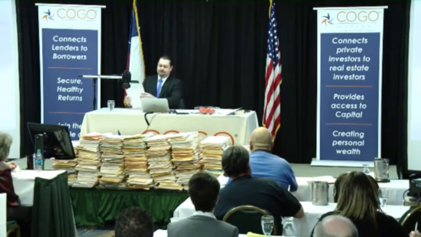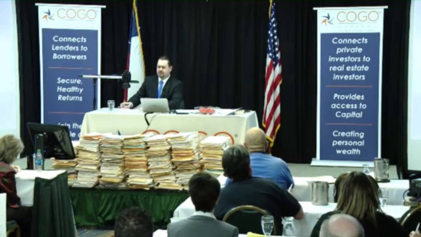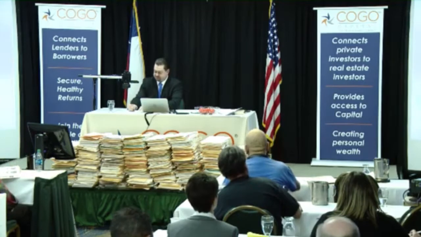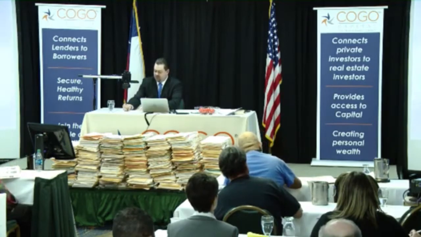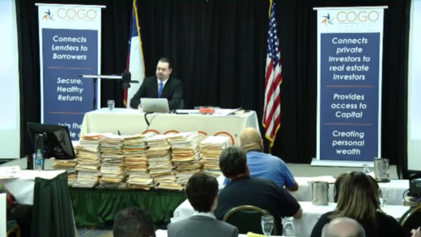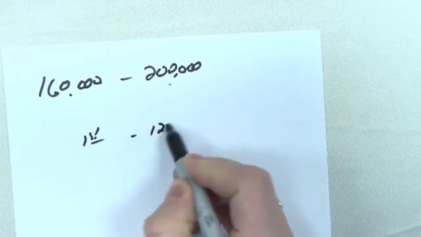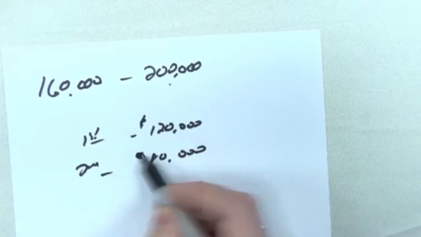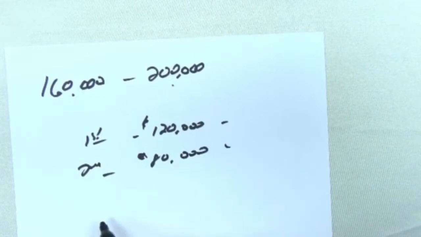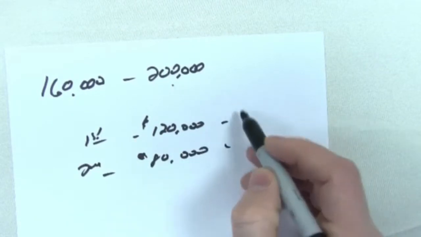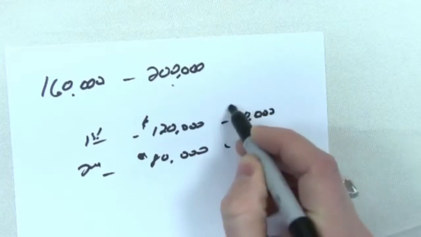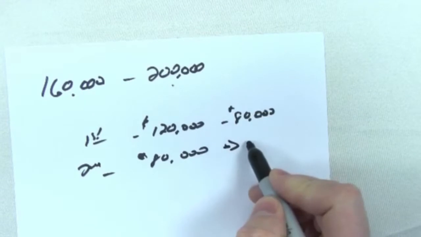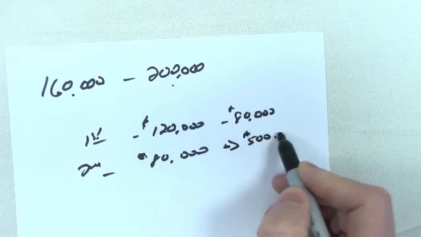I was short selling a property with the homeowner. And the property was worth about $160,000, and the homeowner owed $200,000. Now, they had a first mortgage of $120,000, and they had a second mortgage for $80,000. Now, I had put in an offer because the first was going to open the bidding at $80,000. So I had put in an offer to buy this second mortgage for $500.